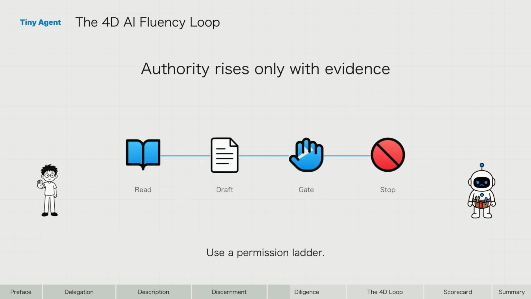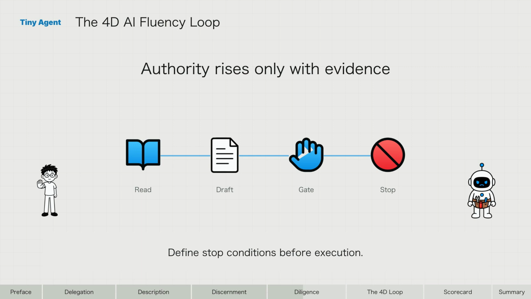Use a permission ladder. Reading and drafting are usually easier to reverse. Editing shared data, sending messages, publishing content, spending money, or deleting records creates larger consequences. The authority granted to AI should rise only with stronger evidence and explicit gates.